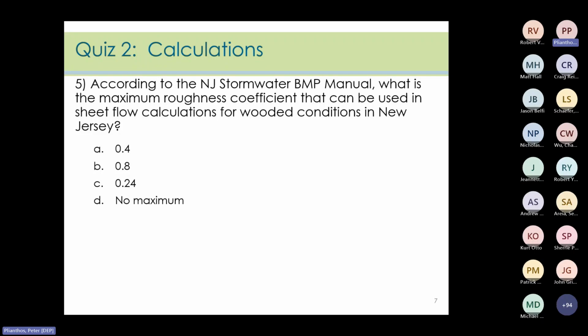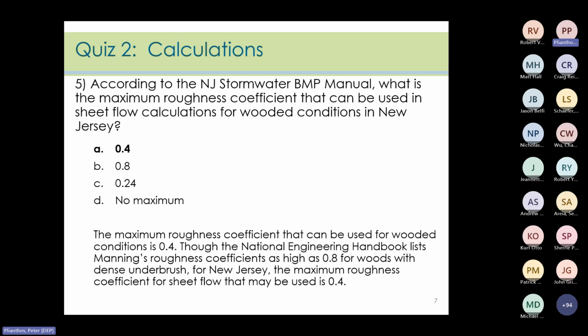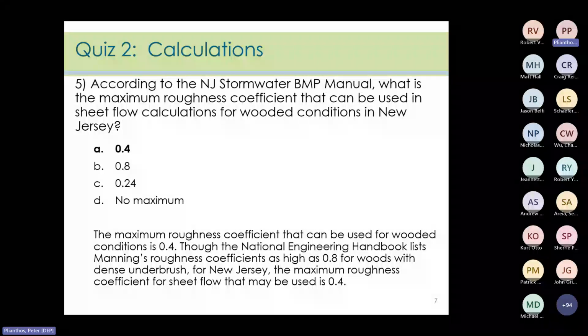Number 5, according to the NJ Stormwater BMP manual, what is the maximum roughness coefficient that can be used in sheet flow calculations for wooded conditions in New Jersey? Correct answer is 0.4. The maximum roughness coefficient that can be used for wooded conditions is 0.4.